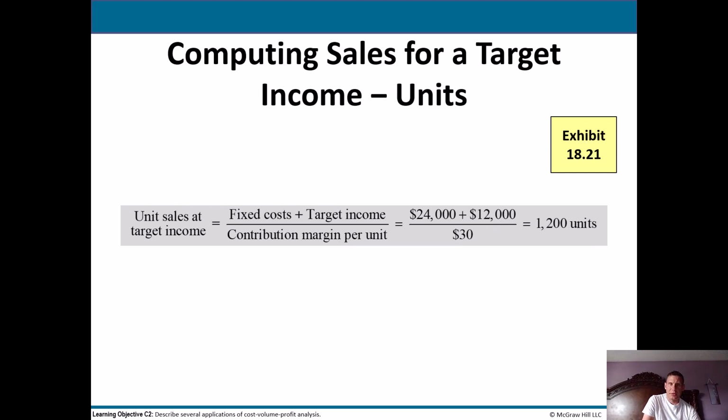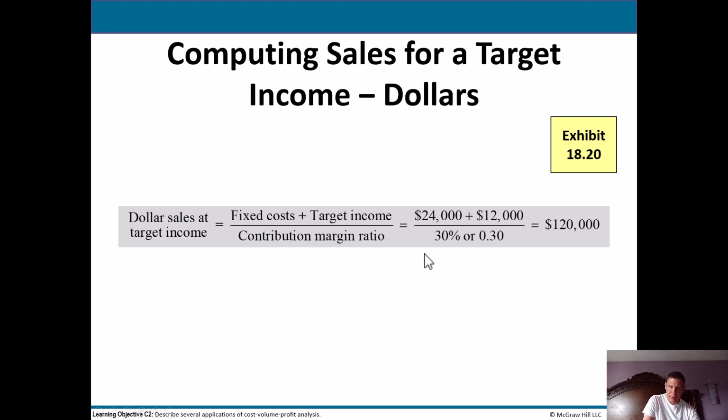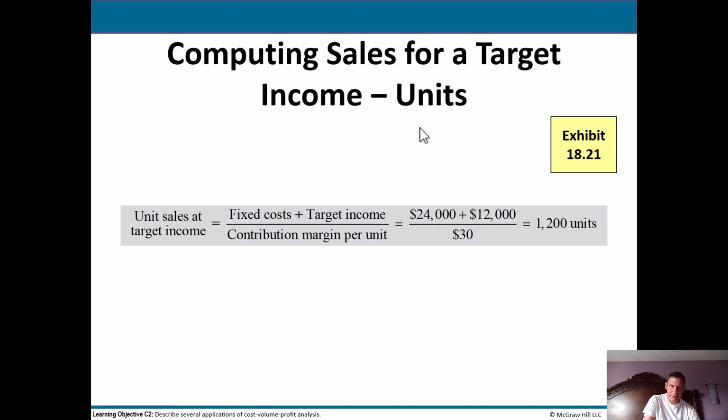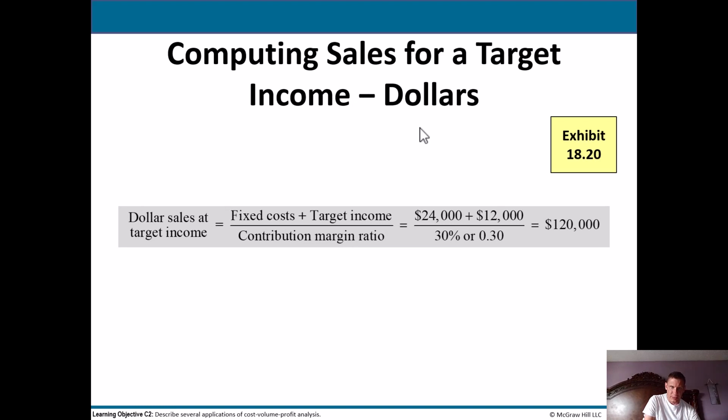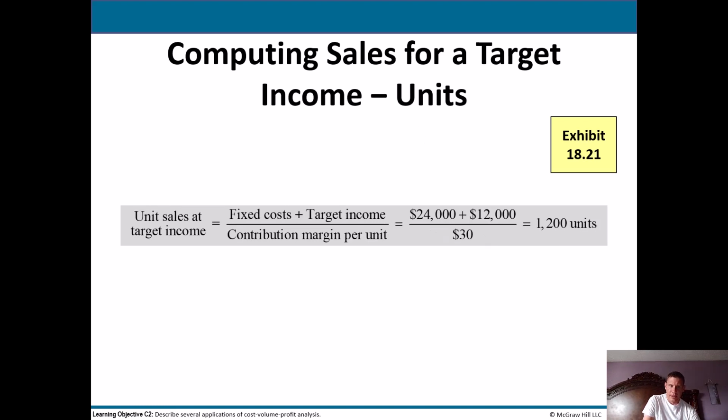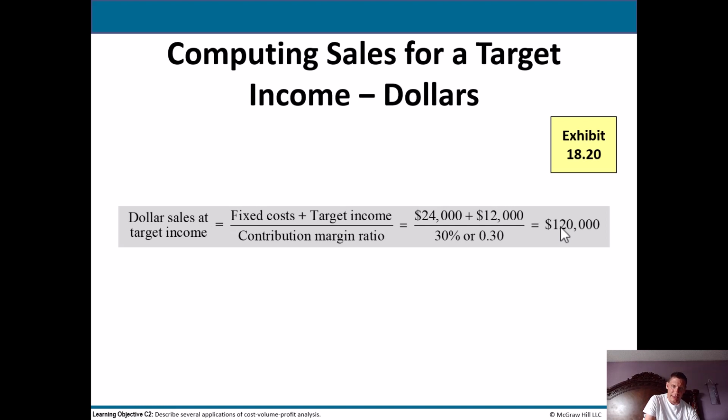So what about computing sales for a target income in units? The only thing we're doing differently here is, if we go back and look at the formula, 24,000 plus 12, this was for target income in dollars that we just looked at. As I go back and forth, the only difference is the contribution margin per unit. In this case, the contribution margin per unit is 30. So you would have to sell 1,200 units. And again, they're saying the same thing here, right? If you sell 1,200 units, you would make $120,000.